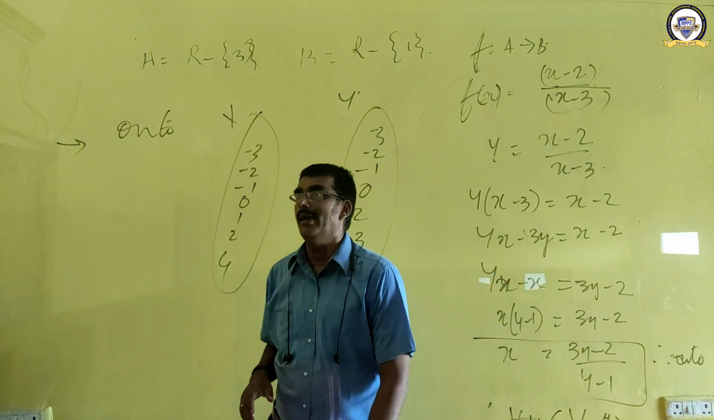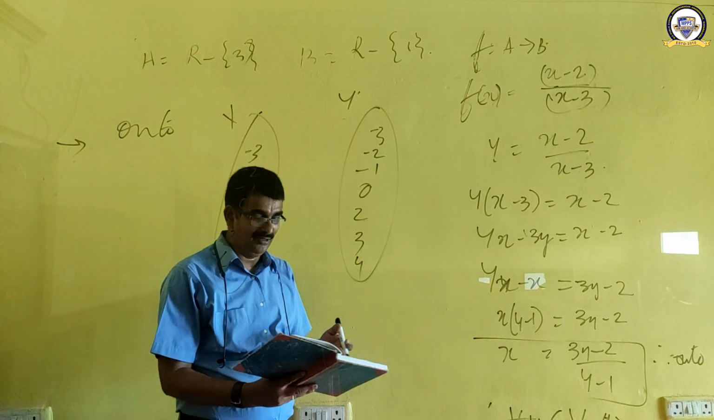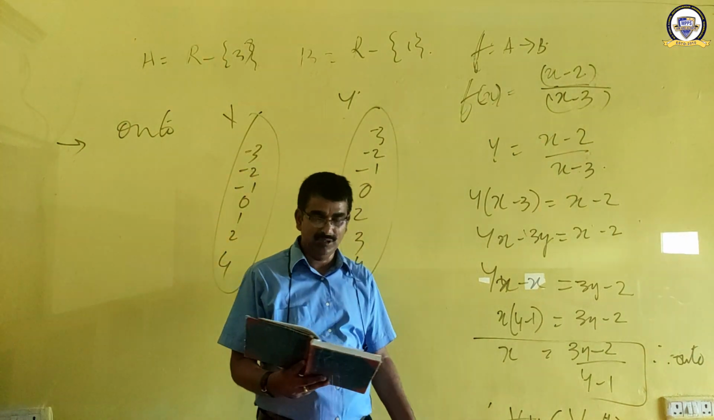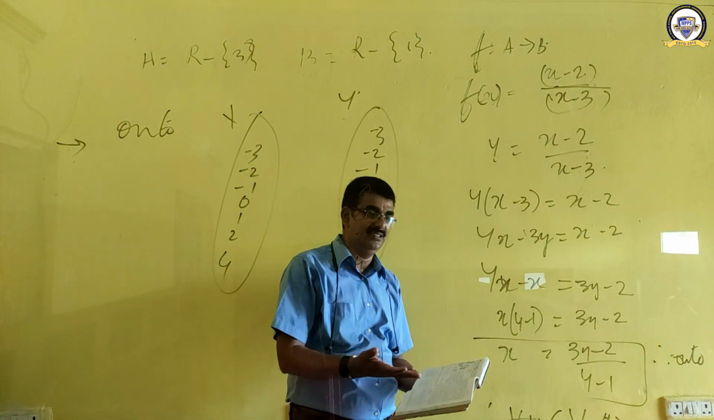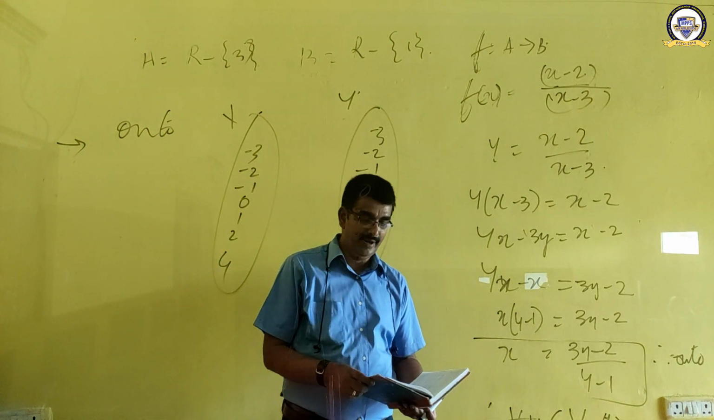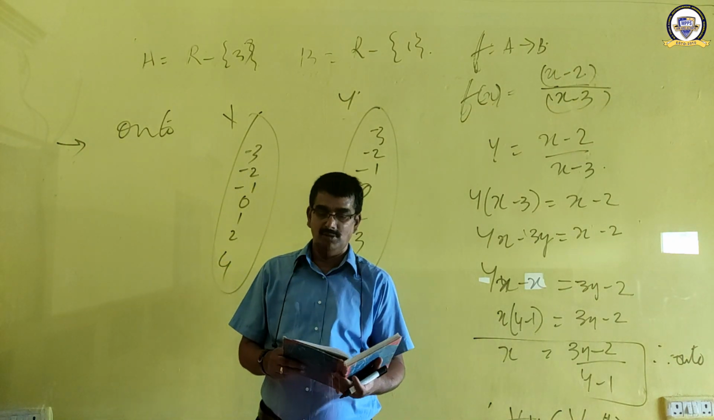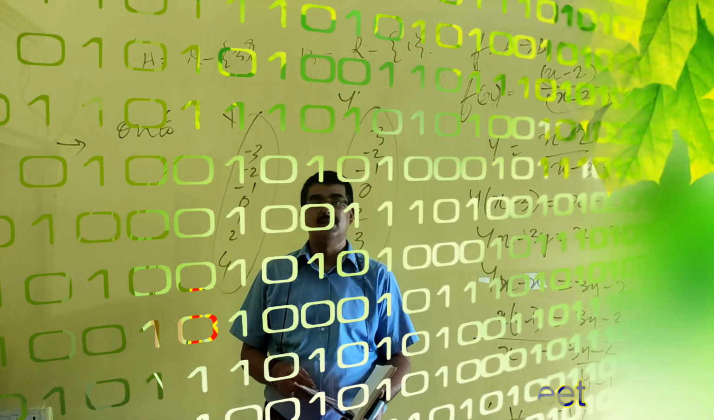Now with this we are going to wind up the exercise. Two more questions are there. One is very simple, a multiple choice question: choose the correct answer. Just find out that answer; that will be homework for you. In the next class we will study the next chapter, that is composition of functions and invertible functions.